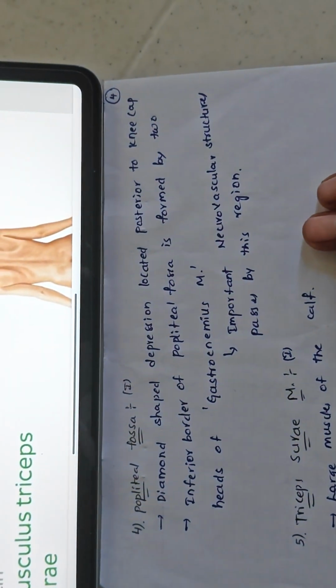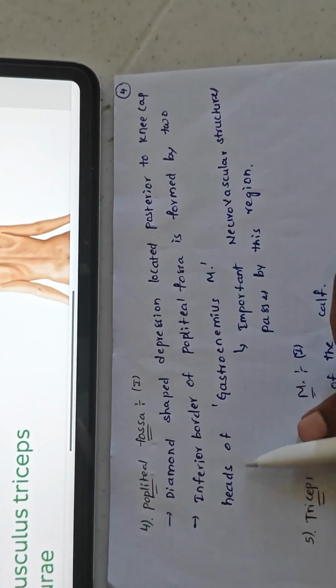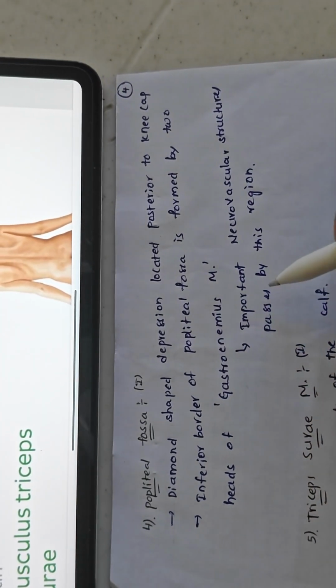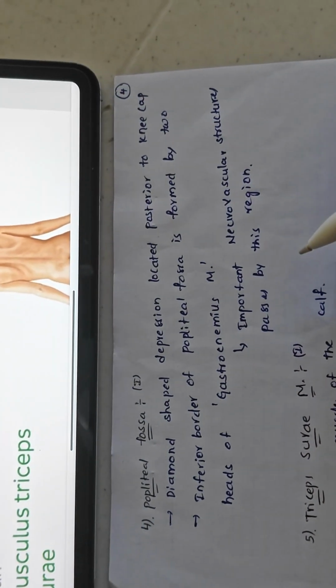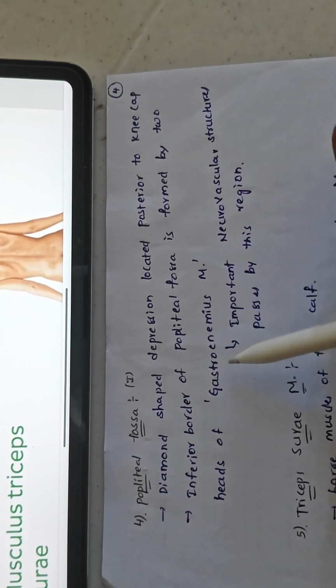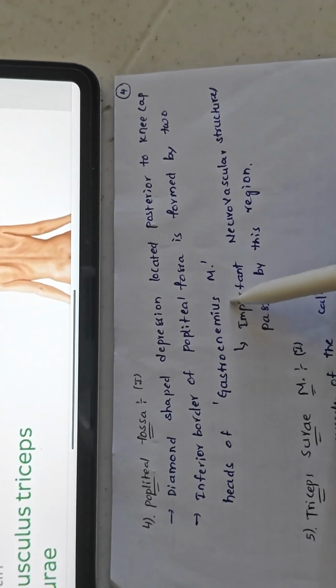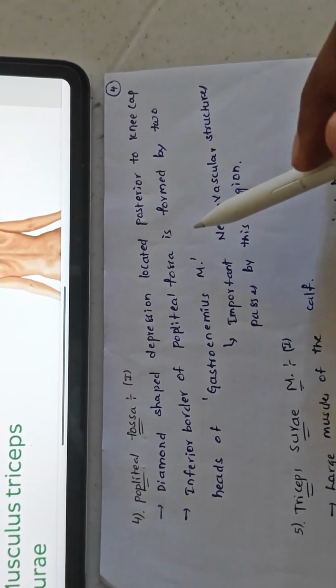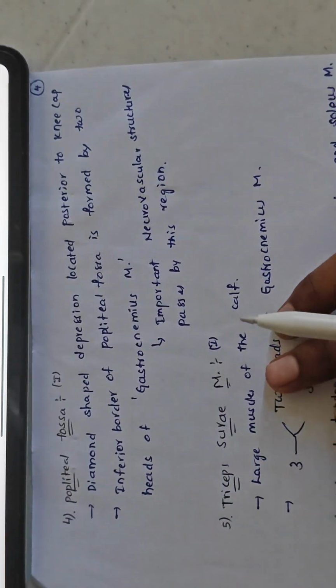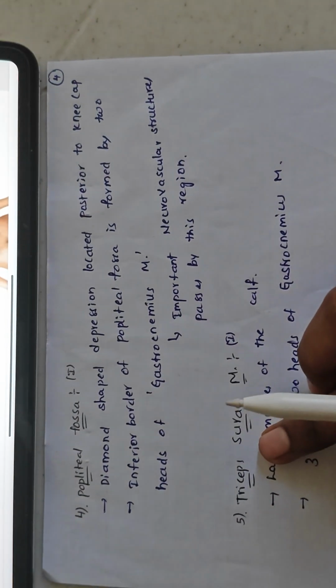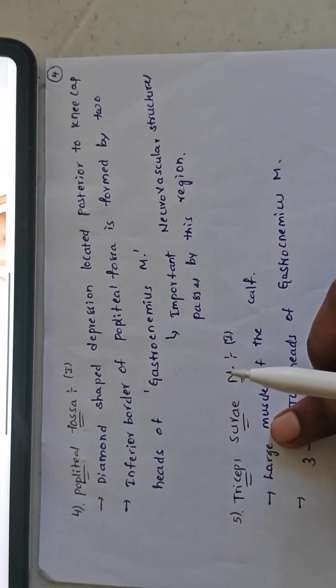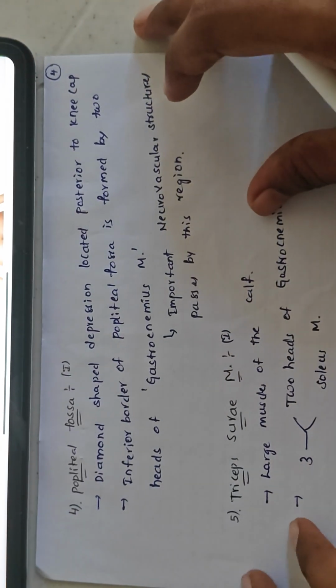The inferior border of the popliteal fossa is formed by two heads of the gastrocnemius muscle, and important neurovascular structures pass through this region. I will show the picture later. Before that, I will tell about the triceps surae muscle, which is our next landmark.